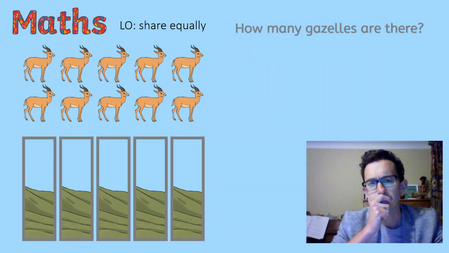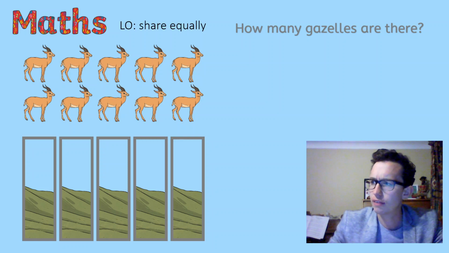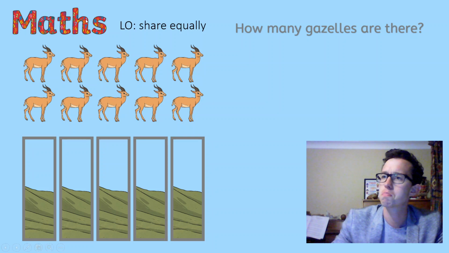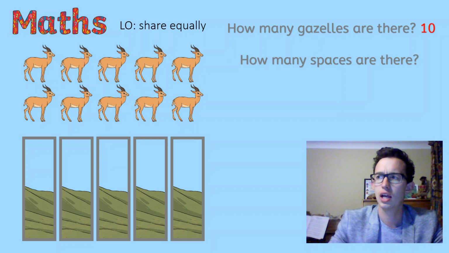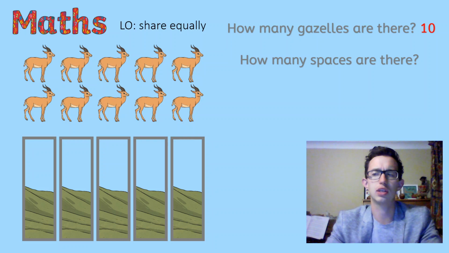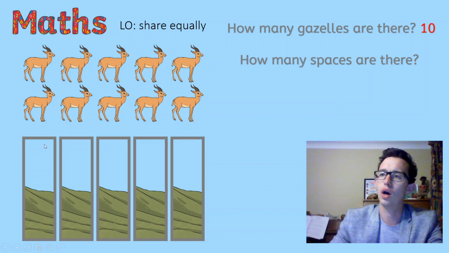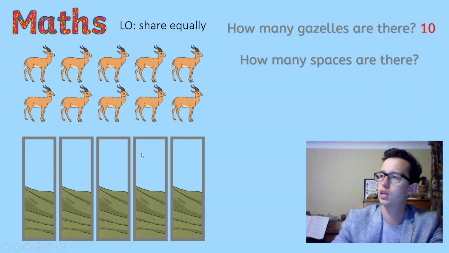Now, it's slightly different. We still have the same number of gazelles. 1, 2, 3, 4, 5, 6, 7, 8, 9, 10. There are still 10 gazelles. This one's slightly different. How many spaces are there for these gazelles? There are 1, 2, 3, 4, 5. There are 5 spaces for these gazelles.